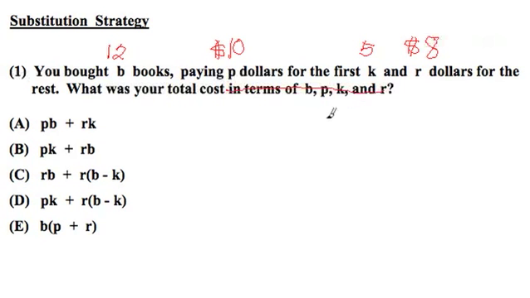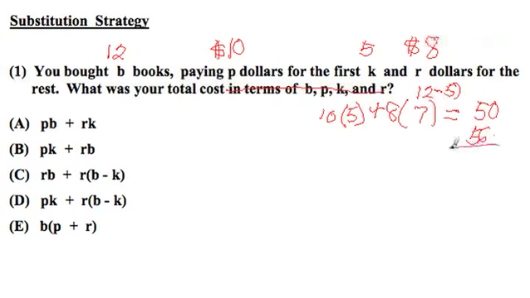So let's calculate that. So $10 for the first 5, and then $8 for the rest. Well, out of the 12, we paid for 5, so the rest is 7. So our total cost was 50 plus 56, or 106. So that's our target.